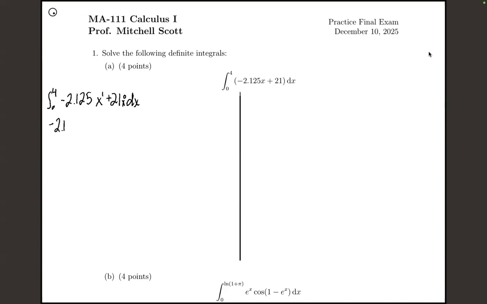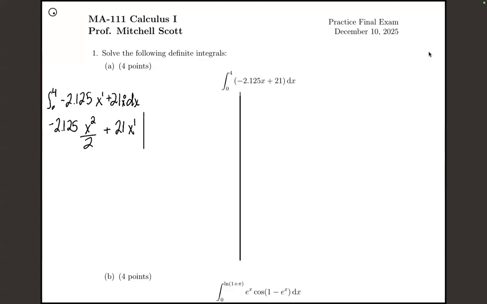So 0.125, and then now we have x to the first. So that's going to become x to the 2. You add 1 to the power and then divide by 2, right? And then the second one is going to be 21 x to the 1, 0 plus 1 equals 1. And then we could divide by 1, but every number is divided by 1, right? And then we don't have to worry about the plus c here because it's a definite integral, as we talked about in class.